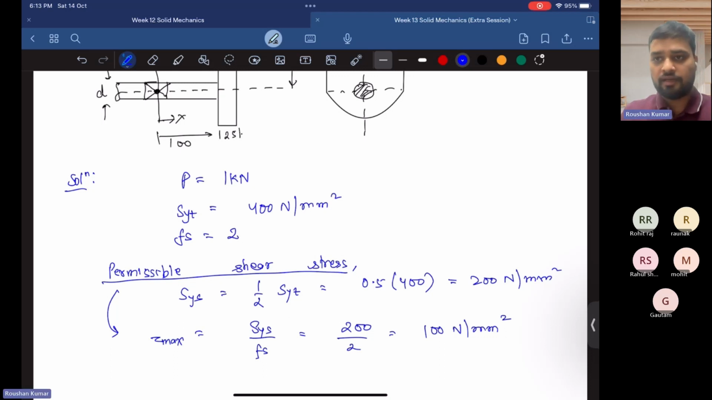So first, I have found the value of tau max, which is the permissible shear stress that the material can sustain without any failure. So first I have calculated the value of maximum shear stress which it can handle.